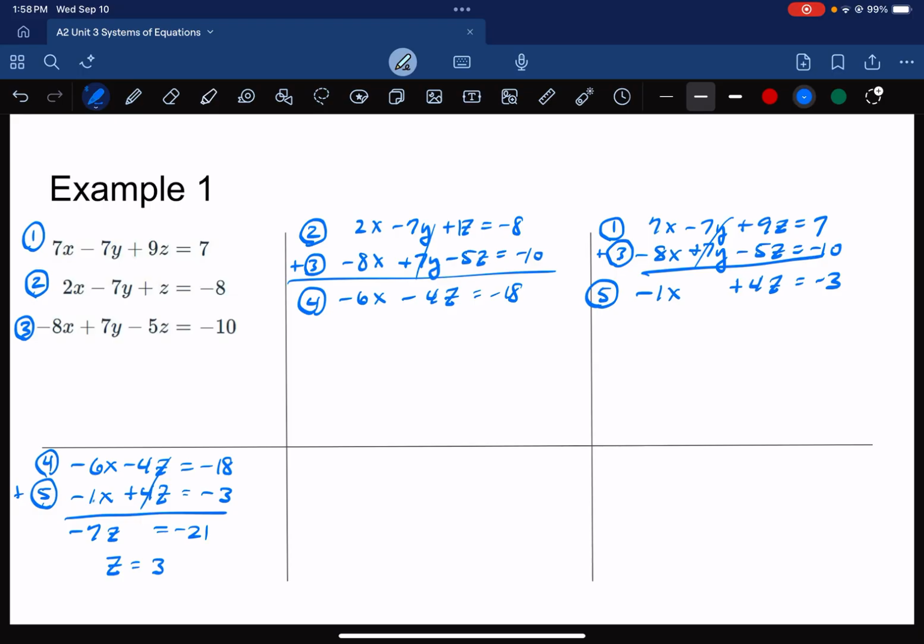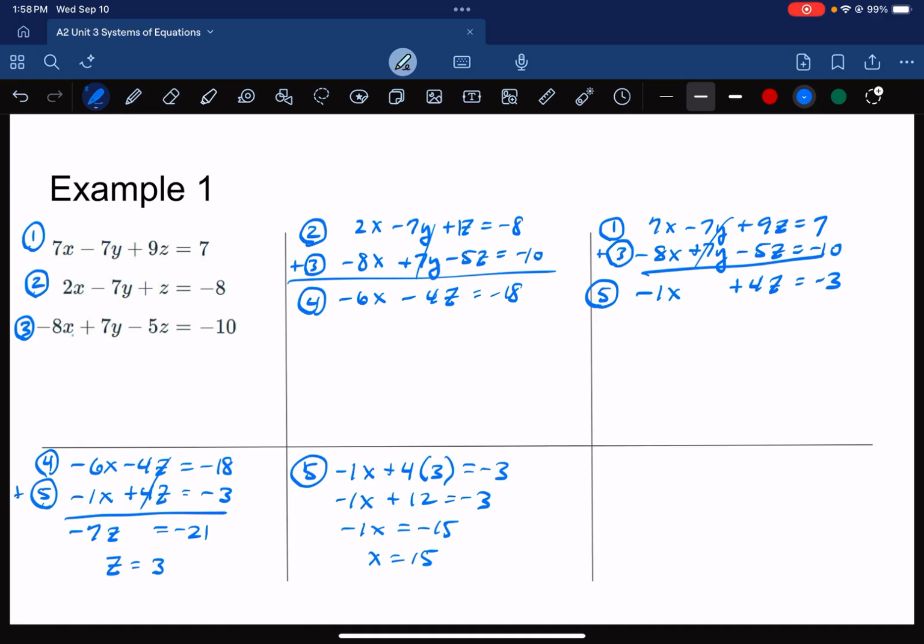Now you're going to go back to 6x minus 4z or 1x. You take either one of these, equation 4 or equation 5. Let's do equation 5. I'm going to go negative 1x plus 4 times 3, because that's z, equals negative 3. So negative 1x plus 12 equals negative 3, and negative 1x equals negative 15, and x is positive 15.